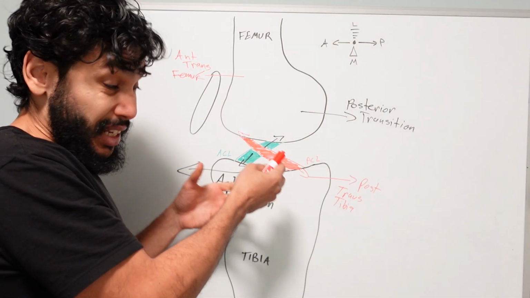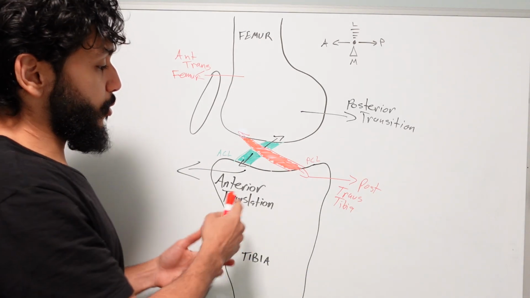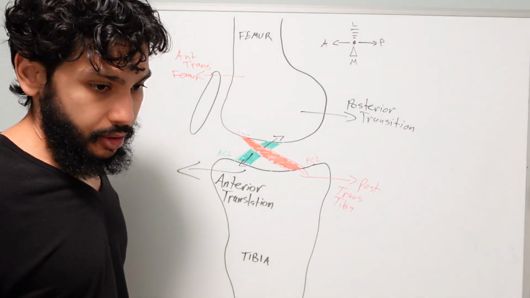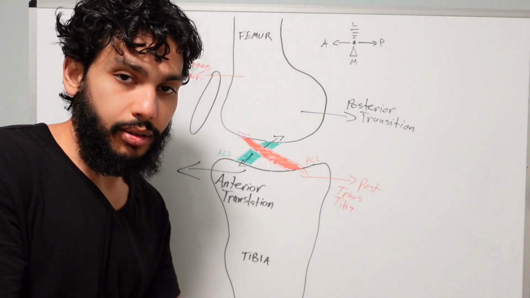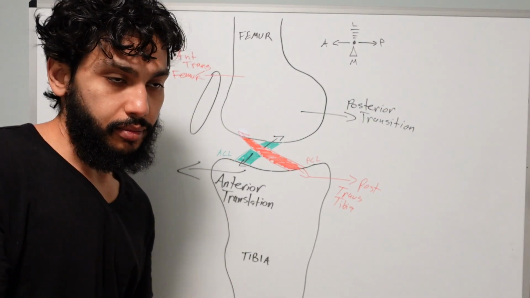So that's how you basically test for the ACL. The posterior drawer test would be the same thing for the PCL. Okay, so that's the discussion about ACL and PCL, the cruciate ligaments of the knee.